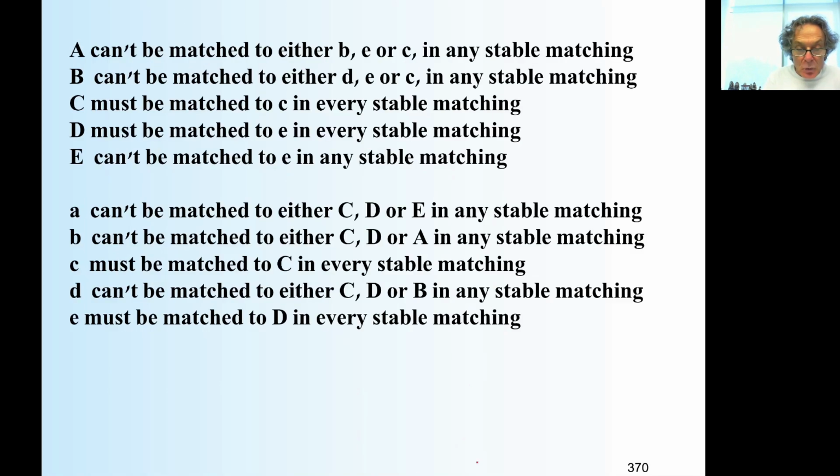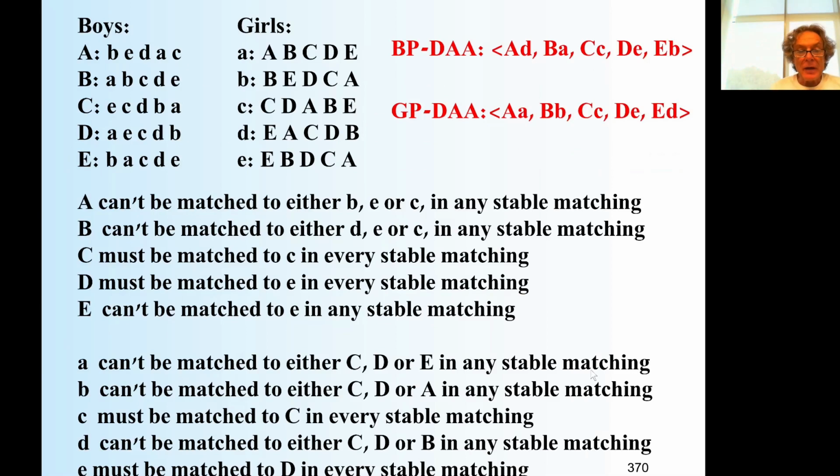So let's see what lesson we can draw. Let me analyze the result that we have. What can we say about boys A, B, C, D, E, and the same for the girls? Let's look at boy A. In the boy proposing, he got girl D. So girl D must be the best he can get in any stable matching. So she is the best.